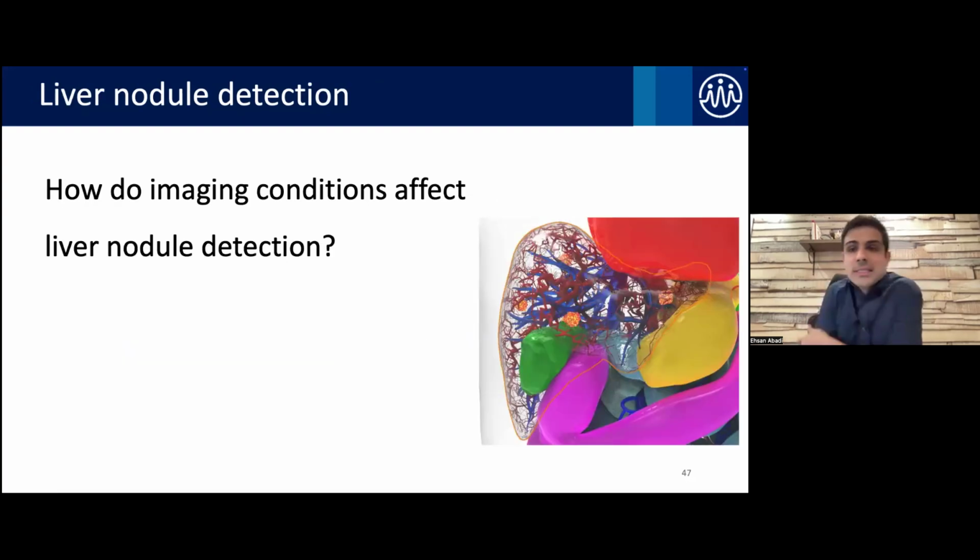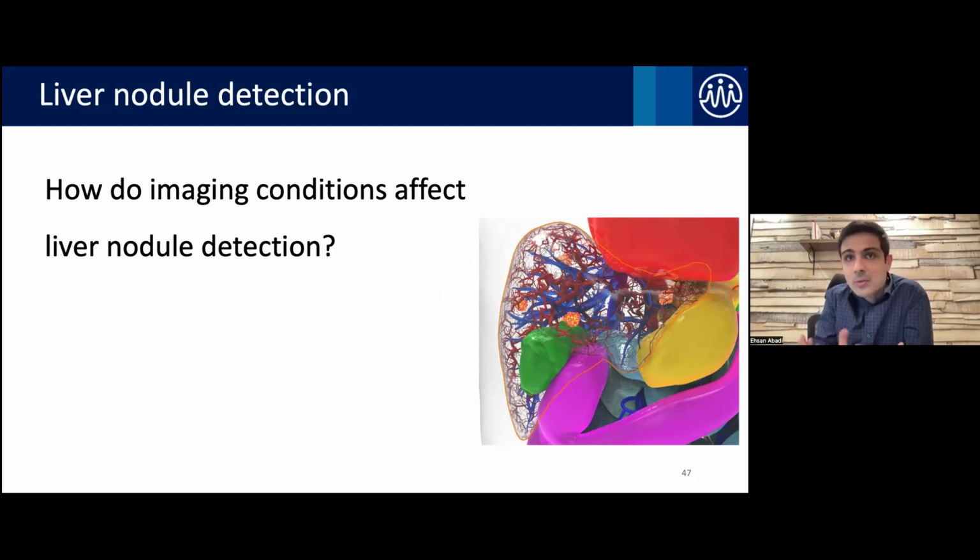Another example is liver nodule detection. In CT, it's a challenging task to detect liver lesions because, first, they are small, and second, they are low contrast. So it's hard to find them, and it's very relevant and important to find these lesions.